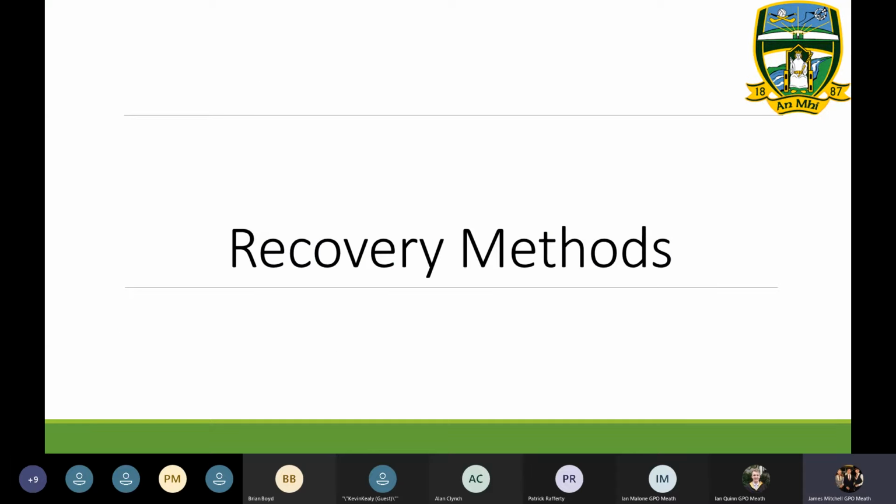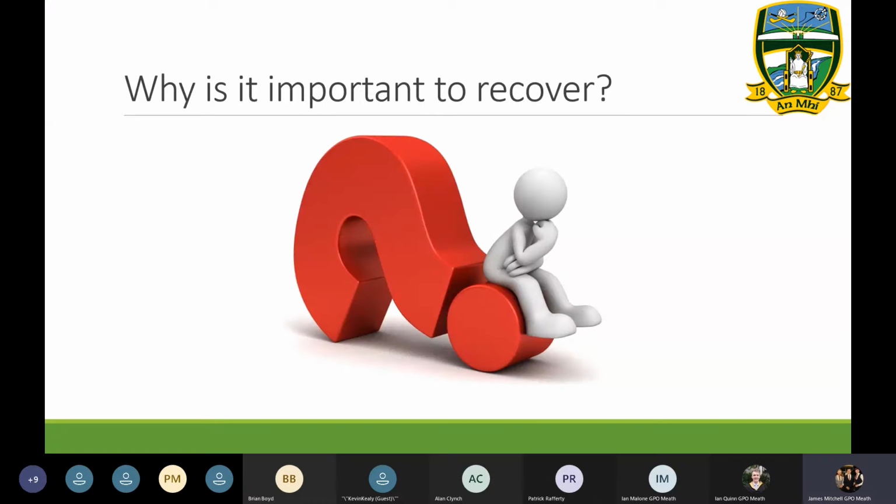Okay, so like I said, I'm just going to take you through the recovery methods. Just to get a little bit of interaction at the start here, question: why is it important to recover? If you want to make a point or two, if you don't want to say it, you can just type it into the text box, and lads, if you want to shout it out to me so I can see. I'll give you a minute to write in anything you know.